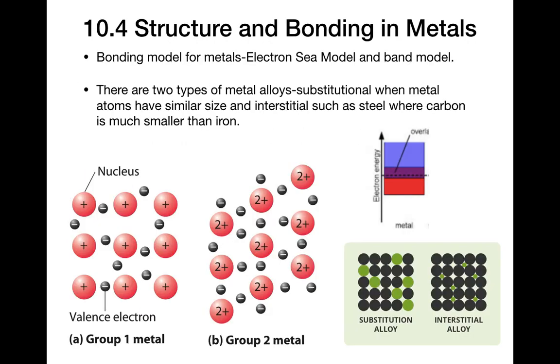The bonding model we use for metals is something called the electron sea model, or the band model. In the electron sea model, our valence electrons for the metals are able to move easily throughout the crystal and conduct electricity and carry energy in the form of heat. And so we have the explanation for the conductivity of metals from that. We also understand why metals with more valence electrons can be stronger. Group 2 metal, like the one we see here in letter B, has twice the valence electrons to hold the atoms together.